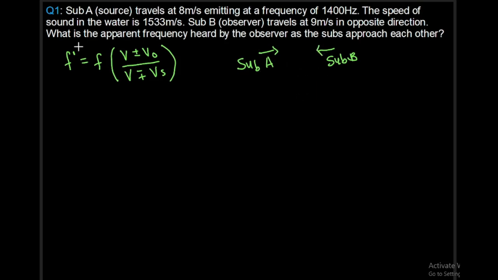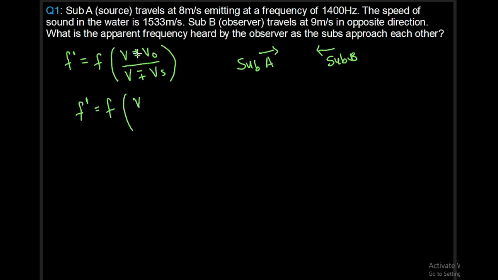Even the question they said, what is the apparent frequency heard by the observer as the subs approach each other? All right, they are approaching each other. So this will guide us on the sign to use, whether to use plus or to use minus. All right, so let's get it done now. Now remember, apparent frequency is equal to the actual frequency, in brackets we have the speed or velocity of sound.